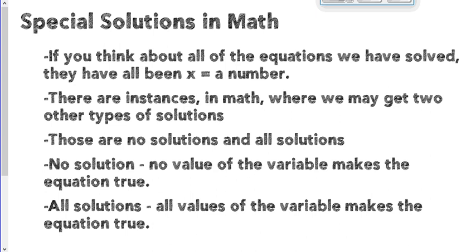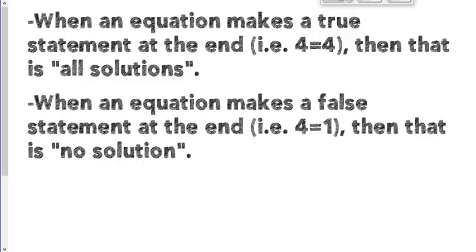And we've got the definitions right there, right? No solution, nothing works. All solutions, everything works. How we determine this is in both of these situations, your variable terms are going to eliminate and cancel. And what you're going to be left with is just regular numbers. And those numbers are going to result in some sort of true or false statement. So something that's true, an example of that would be that 4 equals 4.